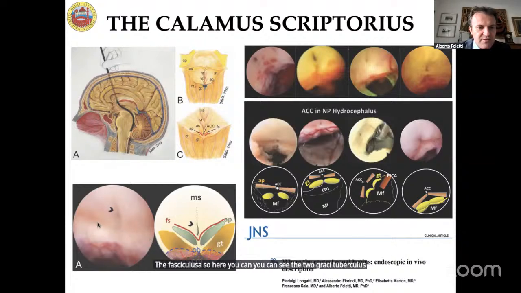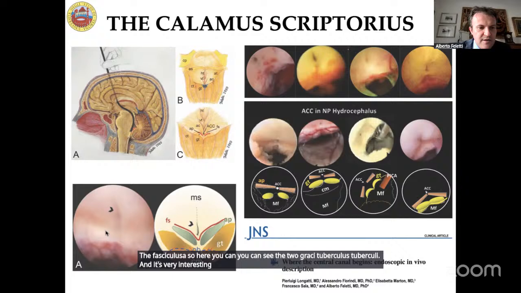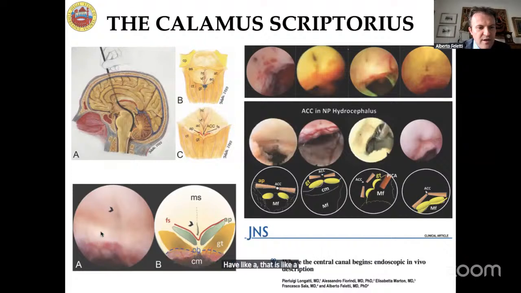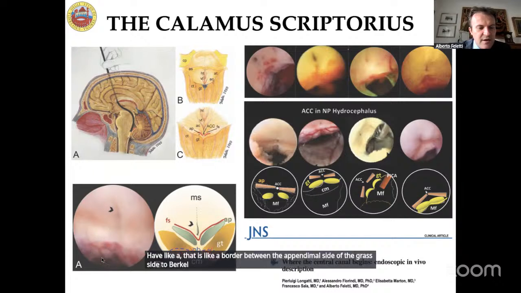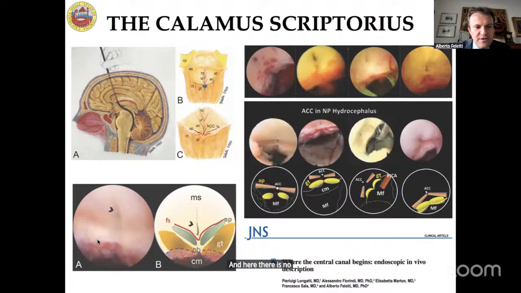tubercles, and it's very interesting to see that on the gracile tubercles there is like a border between the ependymal side of the gracile tubercle and the subarachnoid part of the gracile tubercle. So it's very clear that here there is ependyma and here there is no ependyma. So this is the border, the real border of the ventricle.